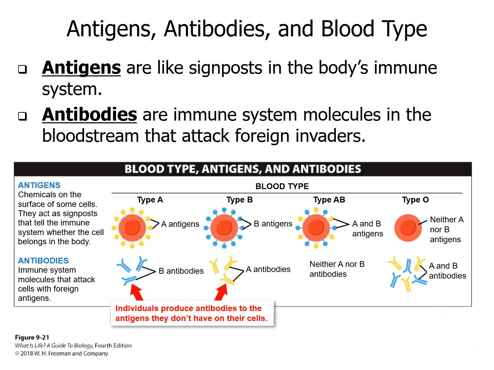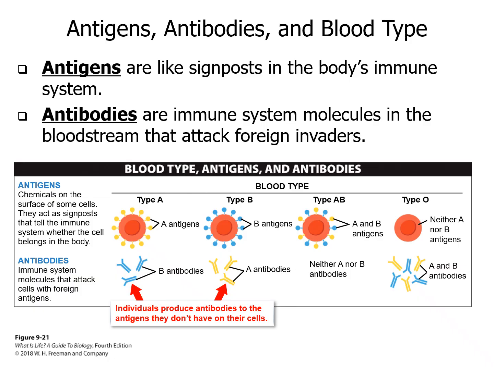Antibodies are going to be part of your immune system, and they're going to make sure that you don't have the wrong antigen in your body. So if you don't have the right antigen and you're a cell in a body, then these antibodies are going to kick them out. They're going to destroy that foreign cell.